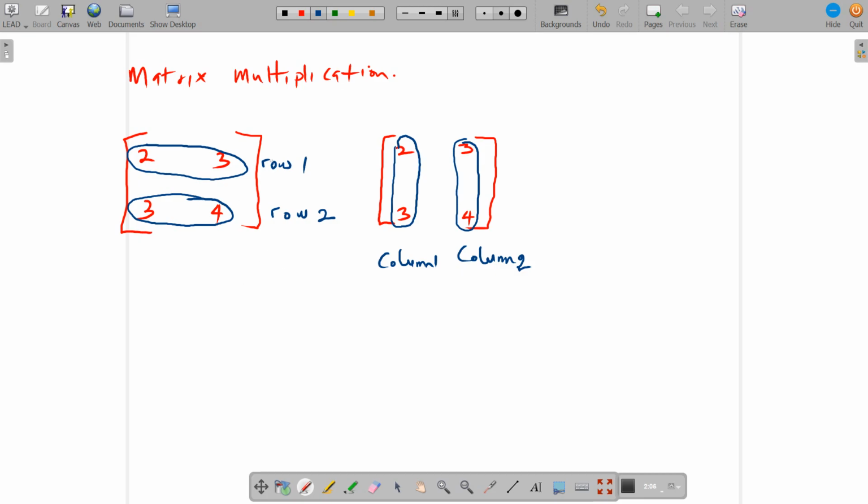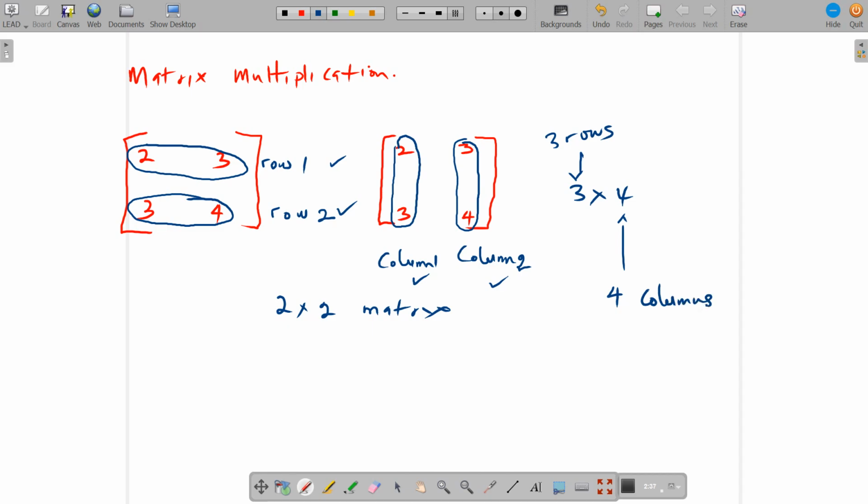Okay. Now the kind of matrix we have on the board is called a two by two matrix because it has two rows, row one, row two, and it has two columns, column one, column two. So we say this is a two by two matrix. So we have two by three, two by four, three by three. But you know that when you hear something like three by four, it means that it has three rows and four columns. So that's the meaning.